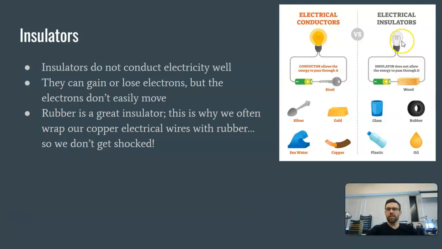When we look at an insulator, that means the electrons won't flow and we won't get an electrical device to turn on. So rubber, oil, plastic, glass, these are all things that are not good conductors, and we call them insulators.